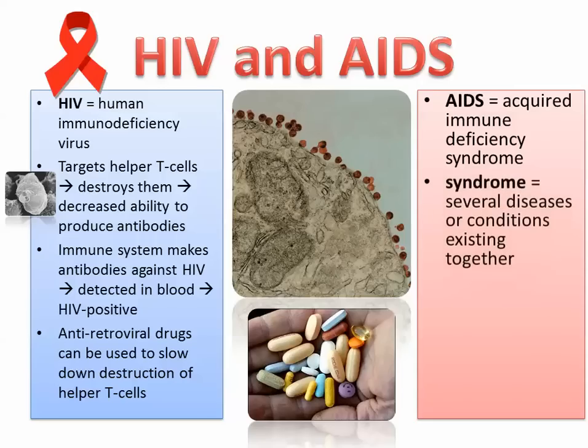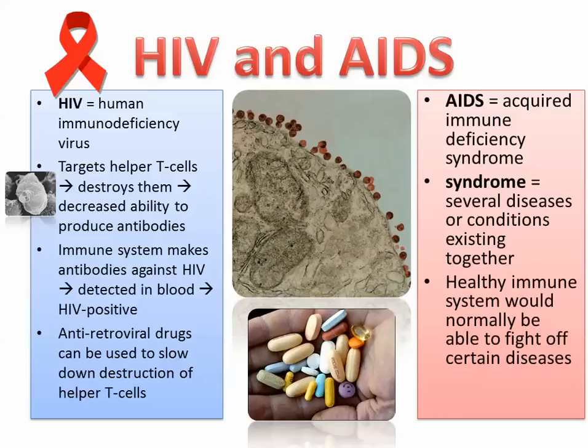AIDS, which is acquired immune deficiency syndrome. The syndrome is when you have several diseases or conditions that are existing together. Having AIDS means you are capable of contracting diseases that a normal immune system would actually prevent you from getting, or simple things that a normal healthy person would get for a while and be over with in a few days might actually be life-threatening.